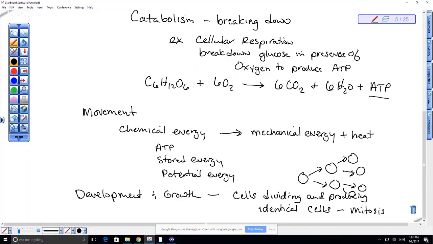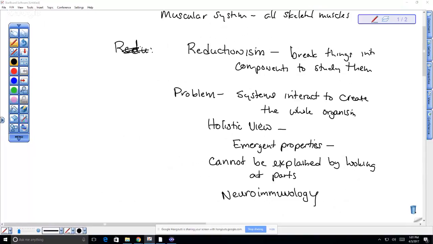Okay. So the next characteristic, right, is reproduction, and that's where meiosis comes in. Okay. So we have reproduction.